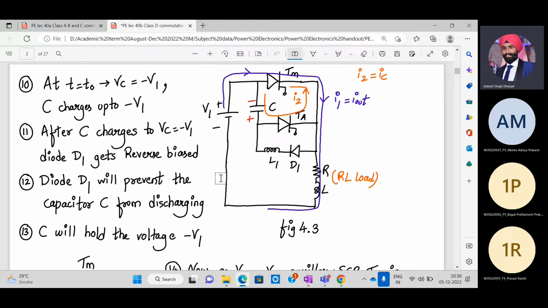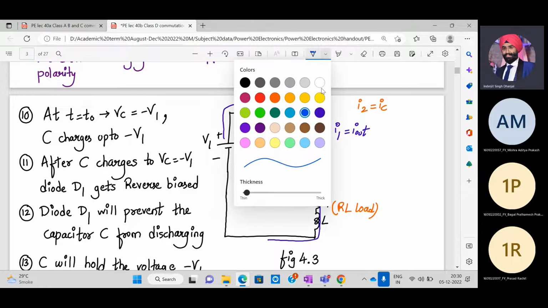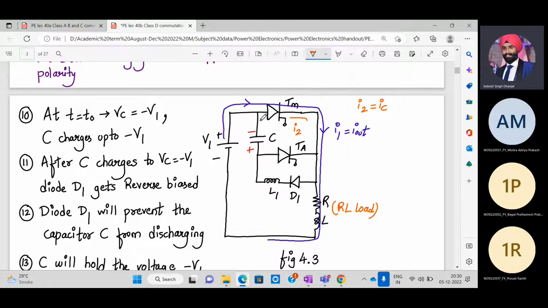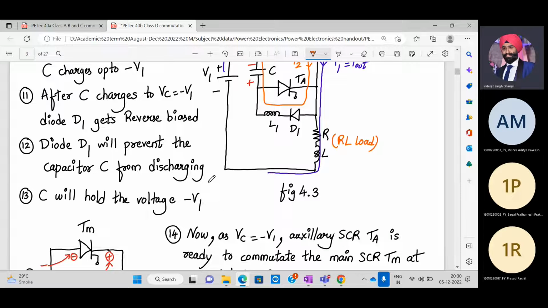So the capacitor will hold that charge. Actually, this current direction I should have shown like this. Let me just mark it over here. Earlier it used to flow like this, through the capacitor and the diode in this direction. Now, since the diode is off, it cannot flow. Diode D1 will prevent the capacitor from discharging, so the capacitor will hold that value of minus V1.